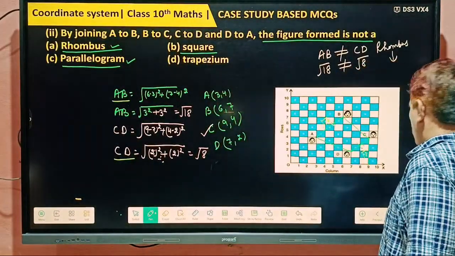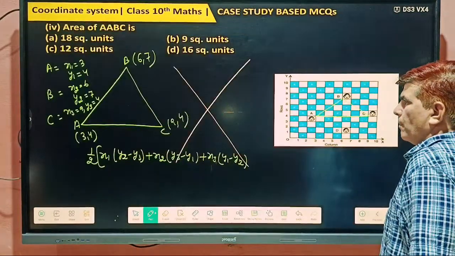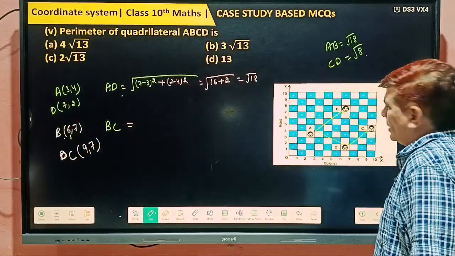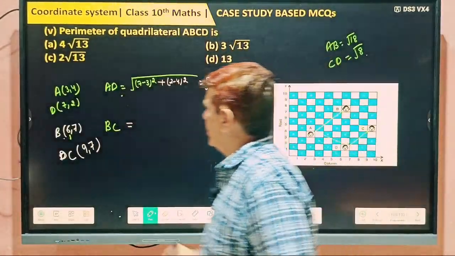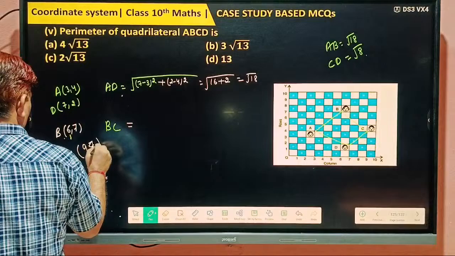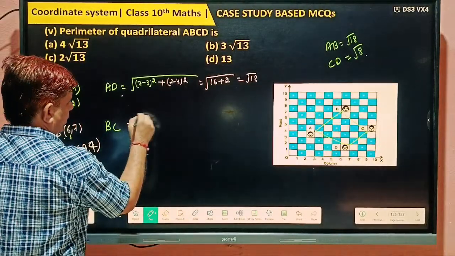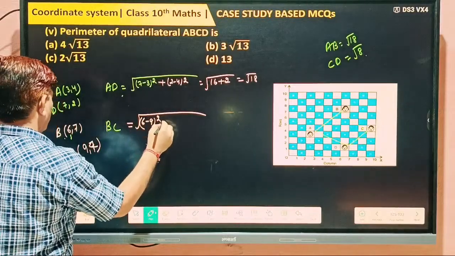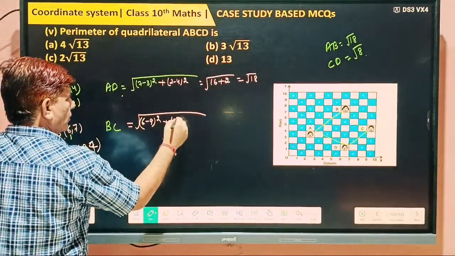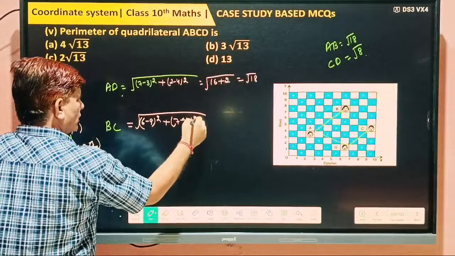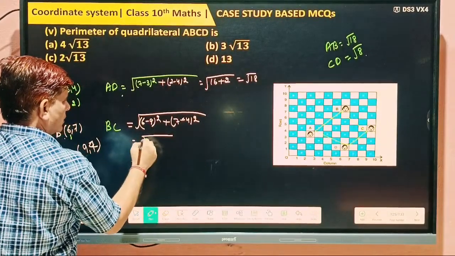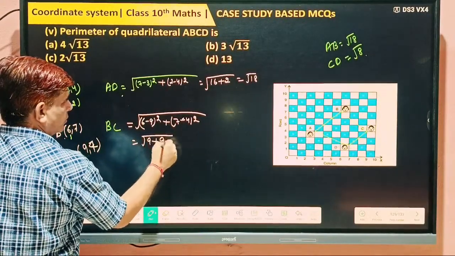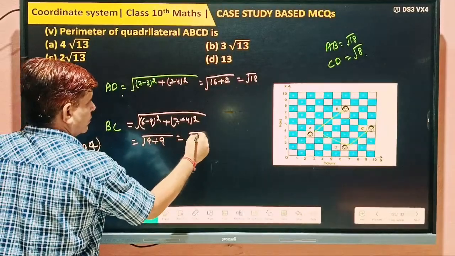Nine and 4. Otherwise, find out 9 and 4. This we can write 4. So under the root (6 minus 9) whole square plus (7 minus 4) whole square. So how much? This is under root 9 plus under root 9, how much? Under root 18.